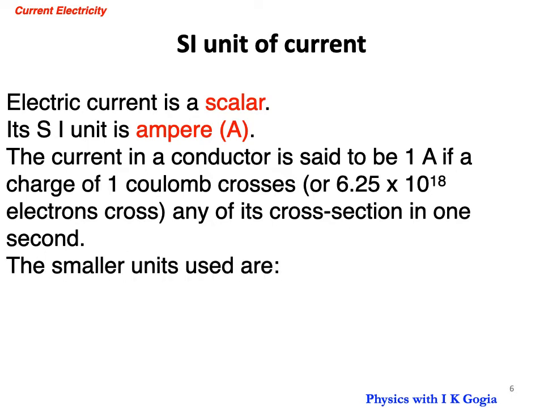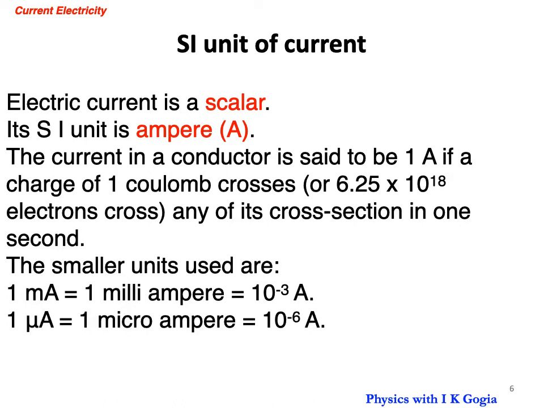The smaller units of current: we use prefixes with ampere as usual. 1 milliampere is 10 to the power minus 3 ampere. 1 microampere is 10 to the power minus 6 ampere.